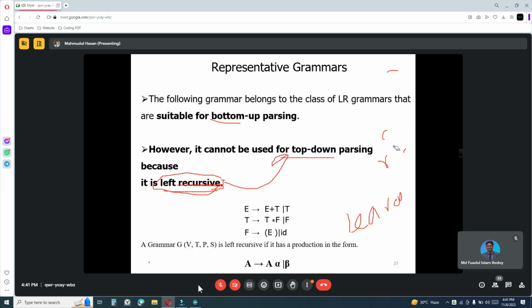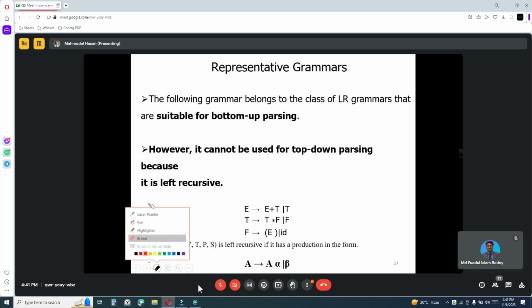Then what is a left recursive grammar? Just give me time and I will explain. At first you need to know what recursion is. What is recursion? I think you know what recursion is. Yes, that means calling itself, call by itself.